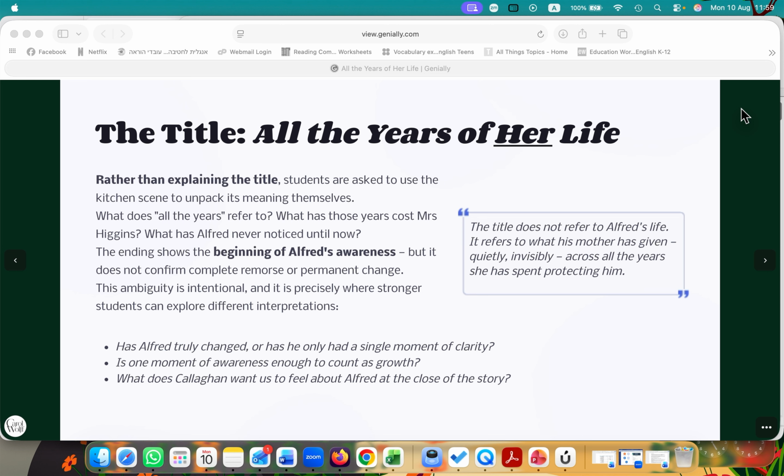Don't explain the title yourself. Let the kitchen scene do the work. Ask what all the years refers to and what it costs Mrs. Higgins, and what Alfred notices for the first time. The ending only shows the beginning of his awareness, not confirmed remorse or lasting change, and that is deliberate. It's a good spot for stronger students to dig in. Has Alfred really changed or just had one moment of clarity?